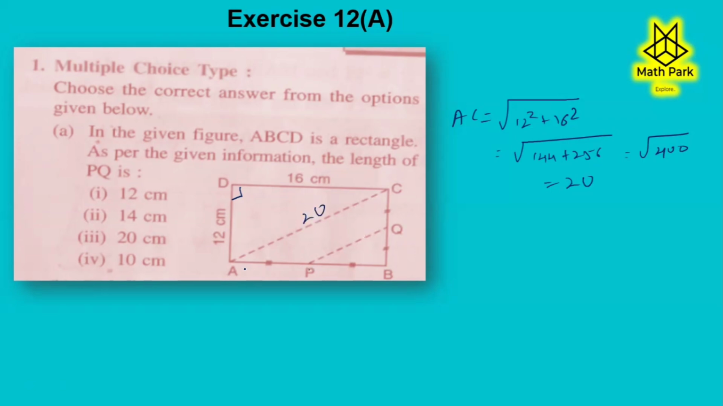Now P is the midpoint of AB and Q is the midpoint of BC. We know that by midpoint theorem, a line segment joining the midpoints of two sides of a triangle is parallel to the third side and is half of it. That's how you get PQ is equal to half of AC, that is half of 20, which is 10 centimeter. So the fourth option is the correct option.